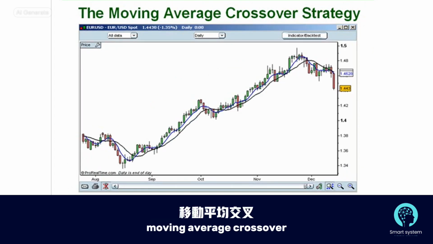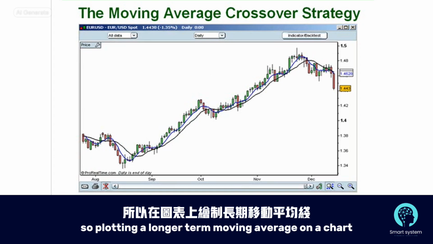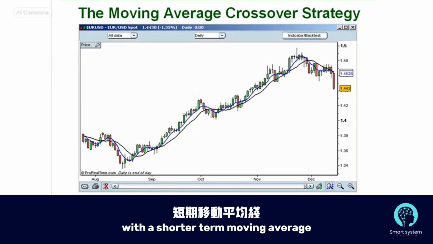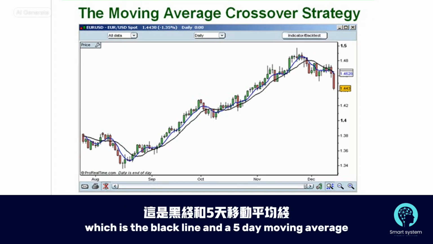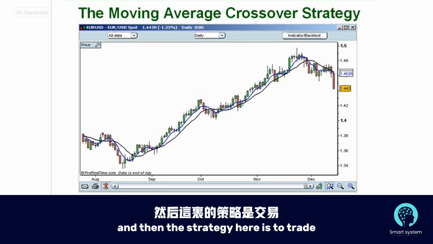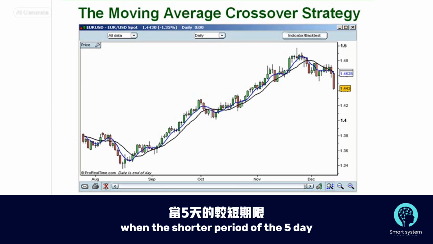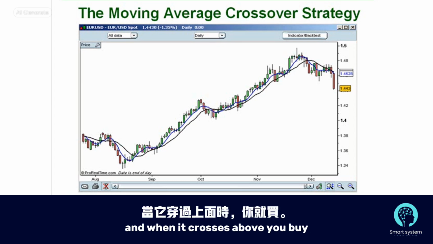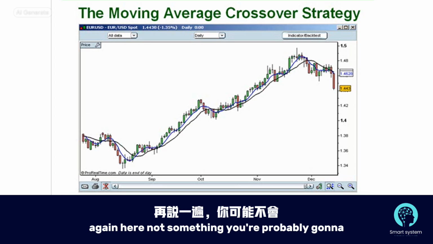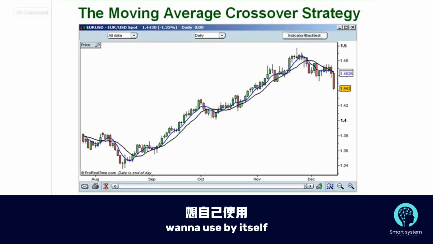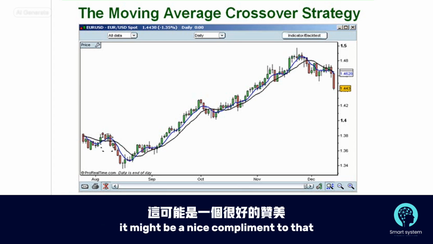Moving average crossover. So plotting a longer term moving average on a chart with a shorter term moving average. In this case I've got a 10-day, which is the black line, and a 5-day moving average, which is the blue line. And then the strategy here is to sell when the shorter period, the 5-day in this case, crosses below, and when it crosses above you buy. Again here, not something you're probably going to want to use by itself, but in conjunction with some of the other things that we've learned and some of the things that we're going to learn in the future, it might be a nice complement to that.